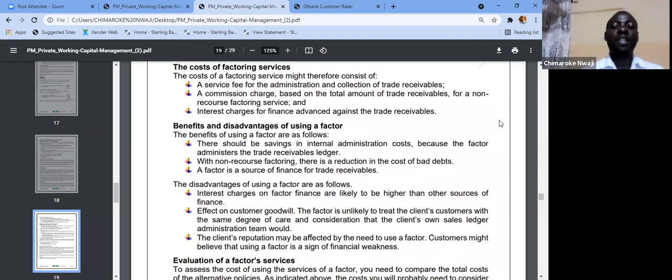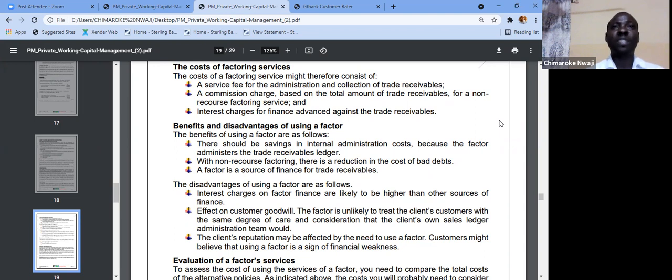Disadvantage: interest charges on debt factor finance are likely to be higher than, maybe, going to the bank and taking, what do they call that, a bank overdraft and all that. Then also it has an effect on goodwill. The factor is unlikely to treat your customers with the soft hand that you are treating them.